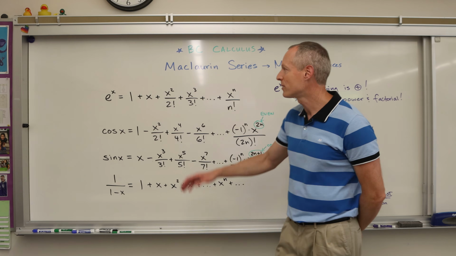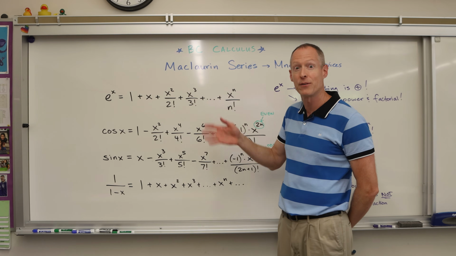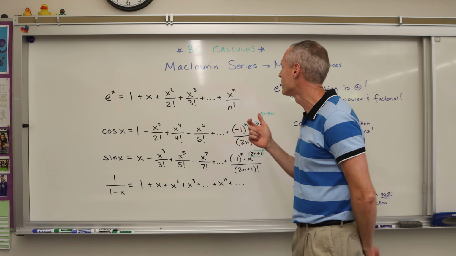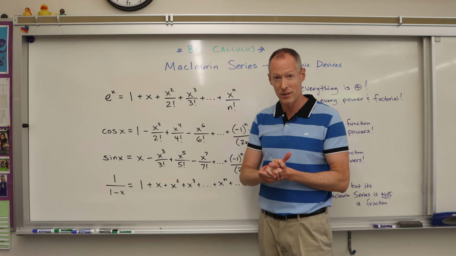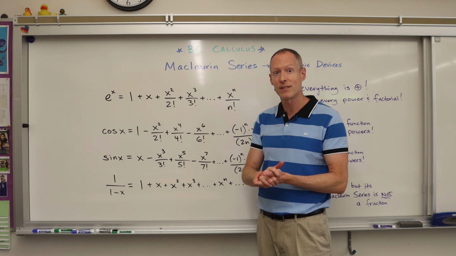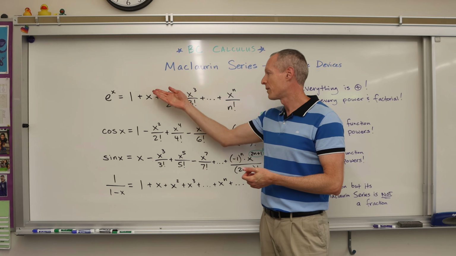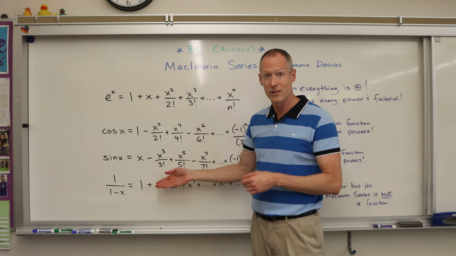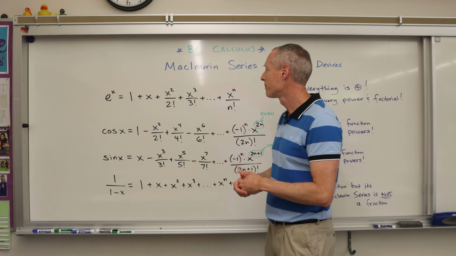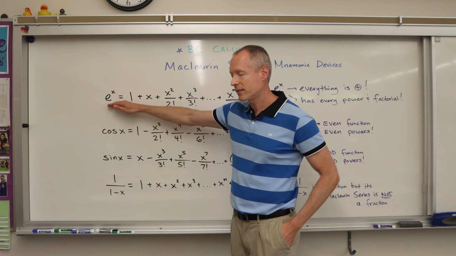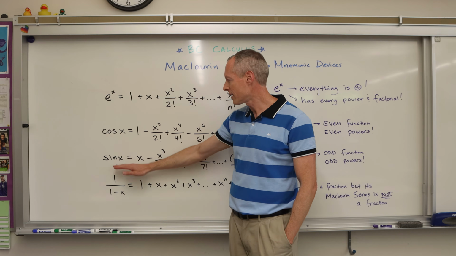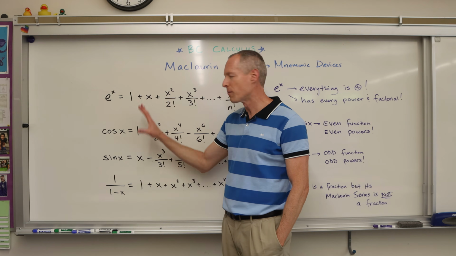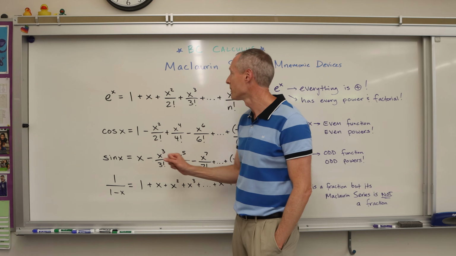We are going to talk about Maclaurin series. If you're in BC Calculus, you know what I'm talking about. This is one of the most important topics, and I have some memory devices that are going to help you with the specific Maclaurin series that you need to have memorized for the AP exam. So we're going to look at e to the x, cosine x, sine x, and 1 over 1 minus x. These are the most common ones that show up all the time.